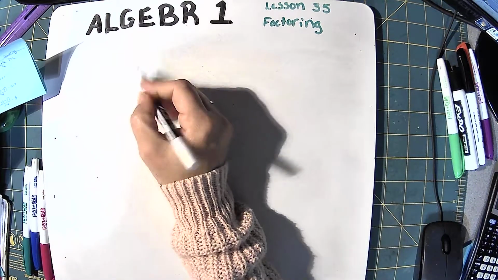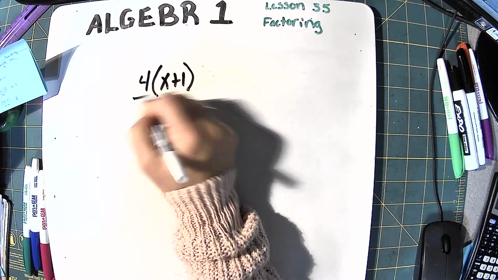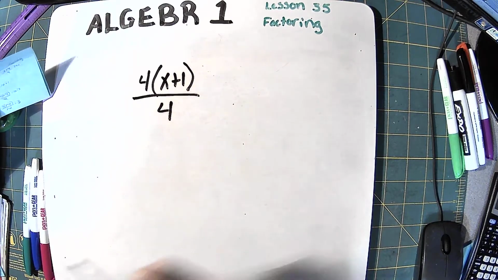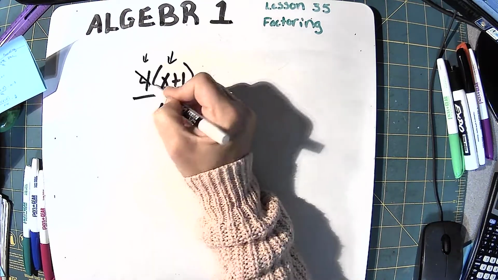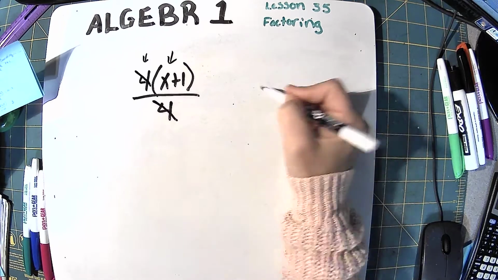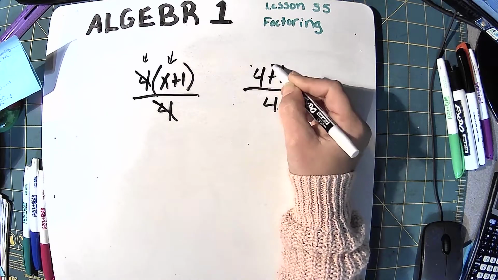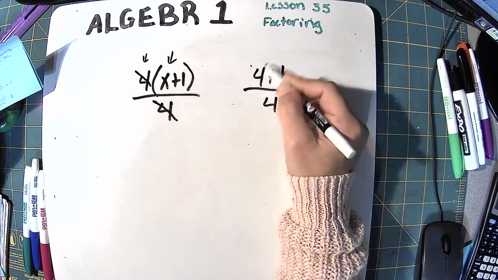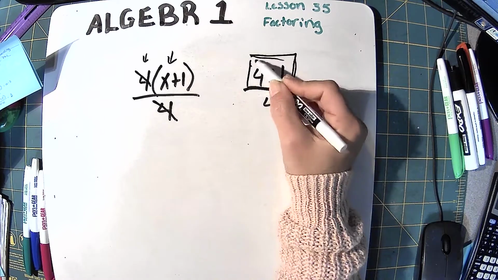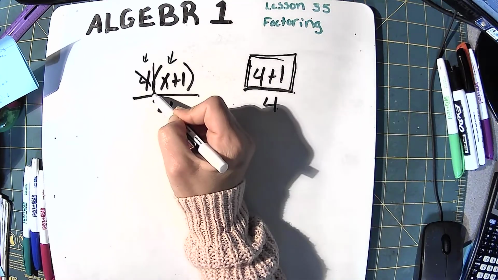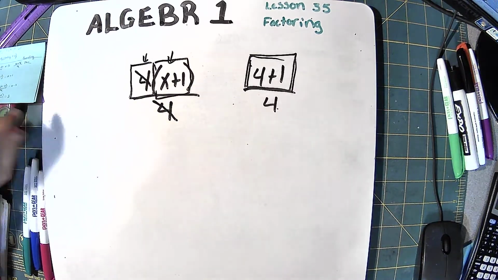Now if we have 4 times x plus 1 over 4, then we can cancel, because both of these are factors. That means times x plus 1. So that can cancel. 4 plus 1 over 4, those cannot cancel because it has to be multiplied times something. It can't be plus. That makes this its own term. The whole thing is its own term. As in here, we've got that and that being multiplied times each other, so we can cancel.